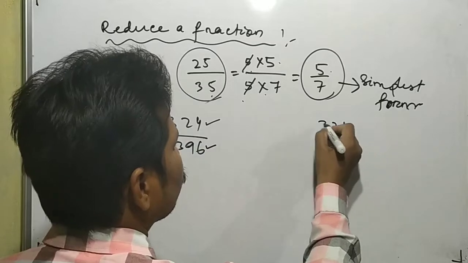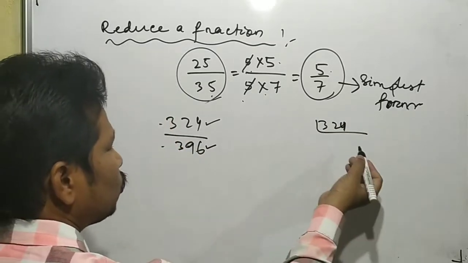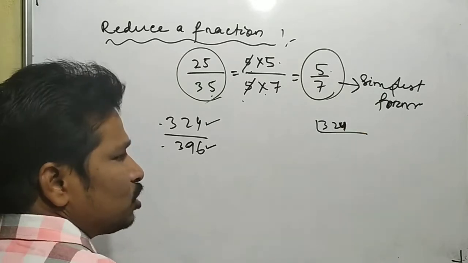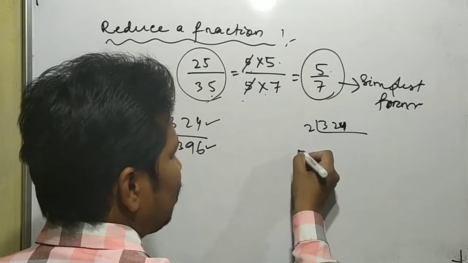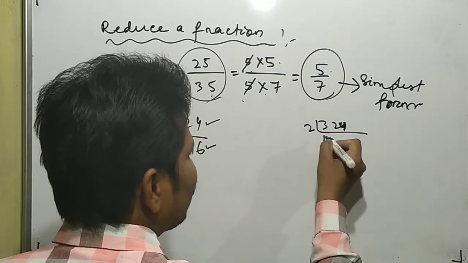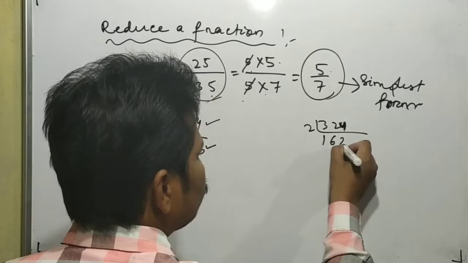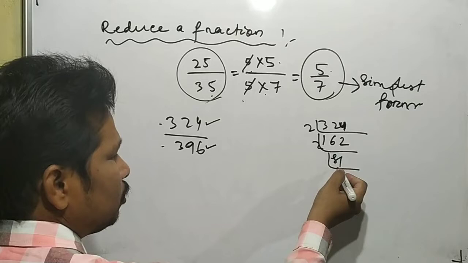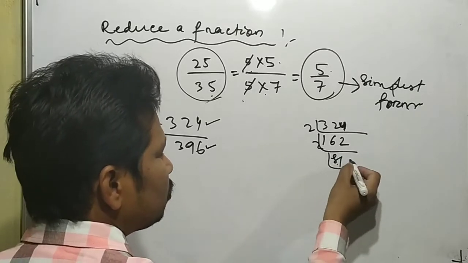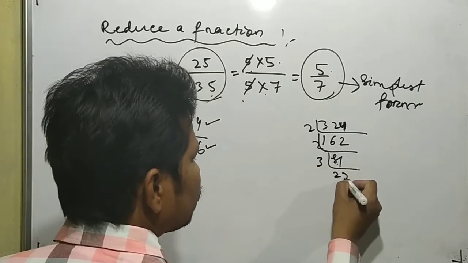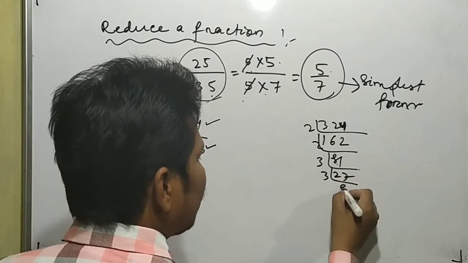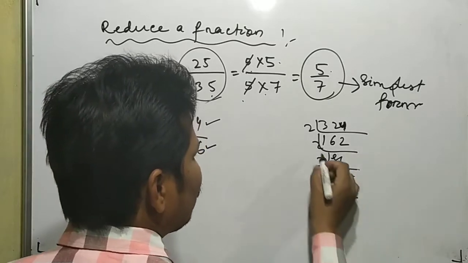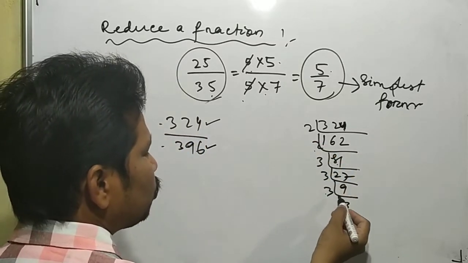So 324, when we factorize it, what will come? The unit place is 4, which means it is divisible by 2. When we divide by 2, we get 162. Again it is divisible by 2, so 81. Now it is not divisible by 2, so it is divisible by 3. 3 into 27, then 3 into 9, again 3 into 3. So here 324 equals 2 into 2 into 3 into 3 into 3 into 3.